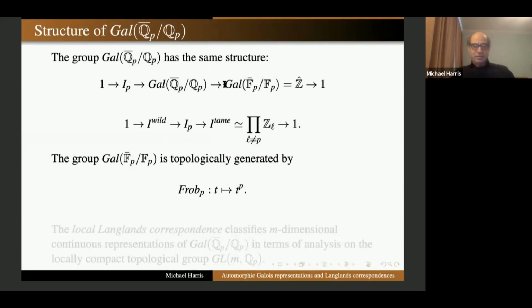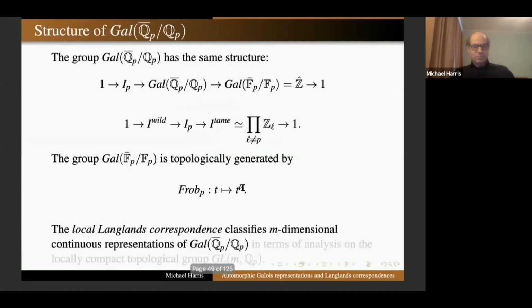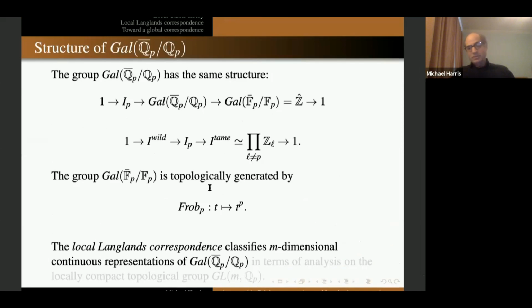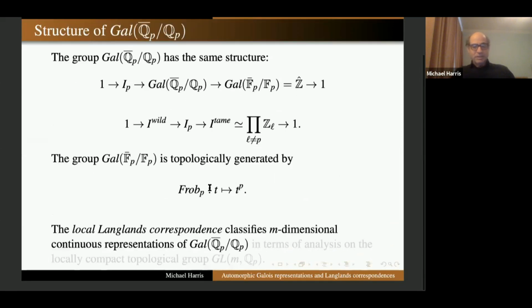As in our example of the curve, the Galois group of F_p bar over F_p is generated topologically by Frobenius, which here is just taking T to the pth power. And now I can tell you what the local Langlands correspondence is. It classifies m-dimensional continuous representations of this Galois group in terms of something else. Well, it wouldn't be a correspondence if it didn't correspond to something.